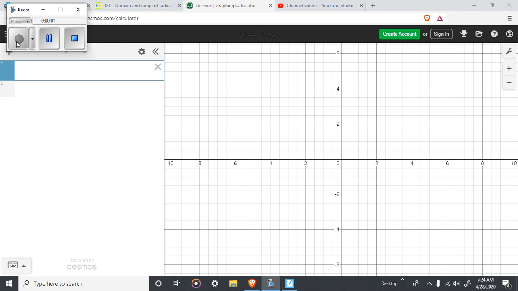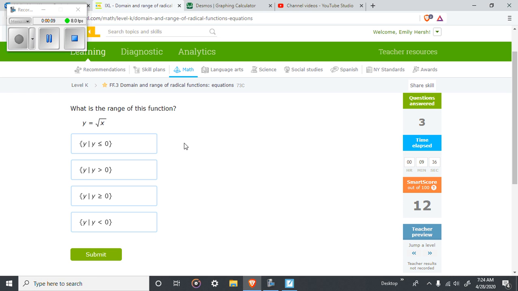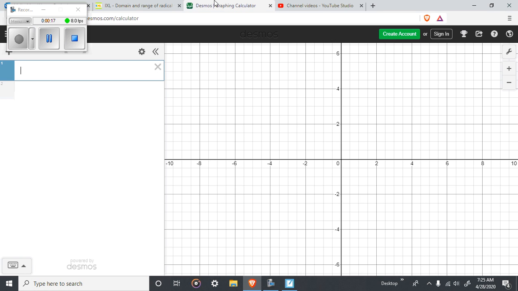Hey, good morning, guys. We want to talk about finding the domain and range of radical functions, and we want to do it from the equation today. So first, full disclosure, there's nothing that stops you from graphing these, okay? You guys will have access to desmos.com, type in desmos.com, and you can graph these.